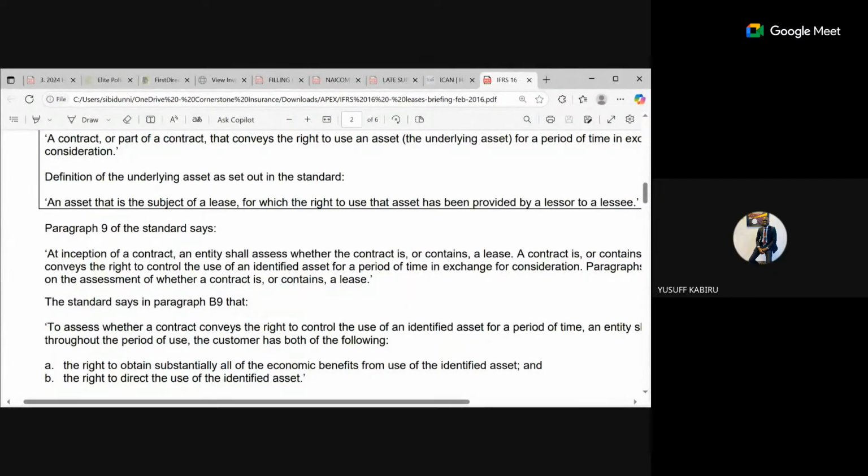So that is what we mean when we say that it conveys the right to control the use of an identified asset for a period of time in exchange for consideration. You are going to pay for it. It's not going to be for free.